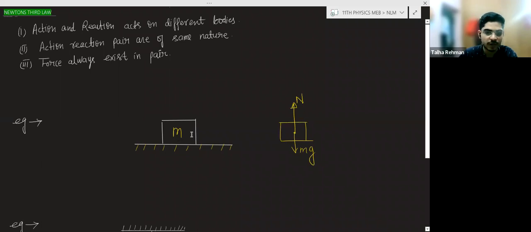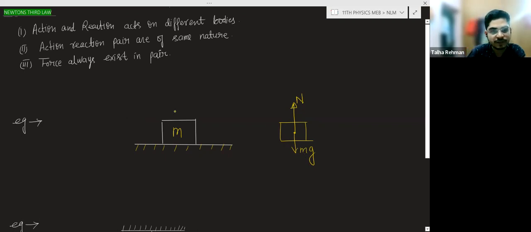Okay, now see Newton's third law: action and reaction act on different bodies. Now what is action and reaction? You will say this m is acting, means due to this m on the surface, force mg is acting, and in reaction, this surface is providing the normal reaction. But this is not true. N and mg are not an action and reaction pair.